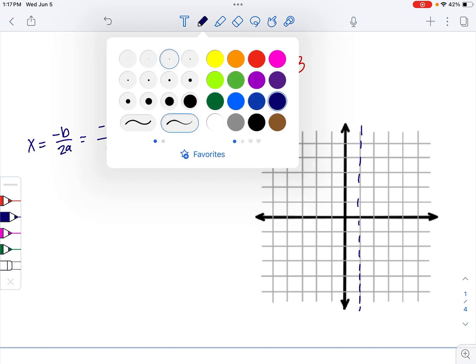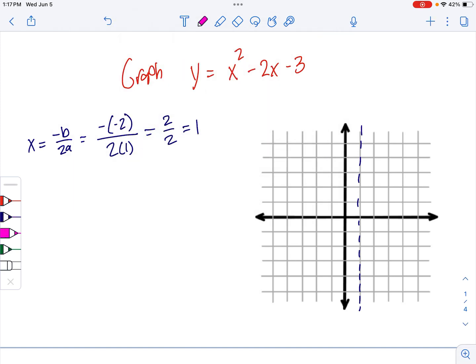And then to round this out, what we're going to want to do is find our vertex and then make a table. So we can find the vertex. To find our y part, we plug 1 in. 1 squared minus 2 times 1 minus 3. Well, 1 squared is 1, minus 2 minus 3 is negative 4. So our vertex is the point 1, negative 4. We can plot that.